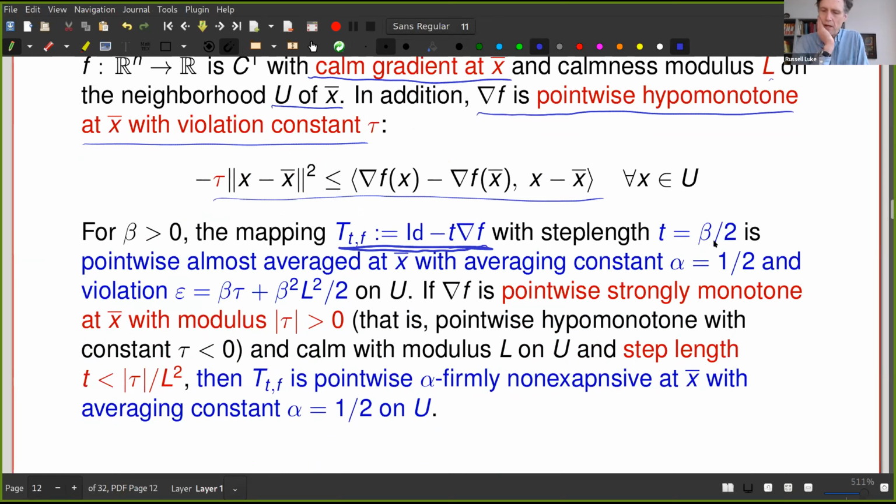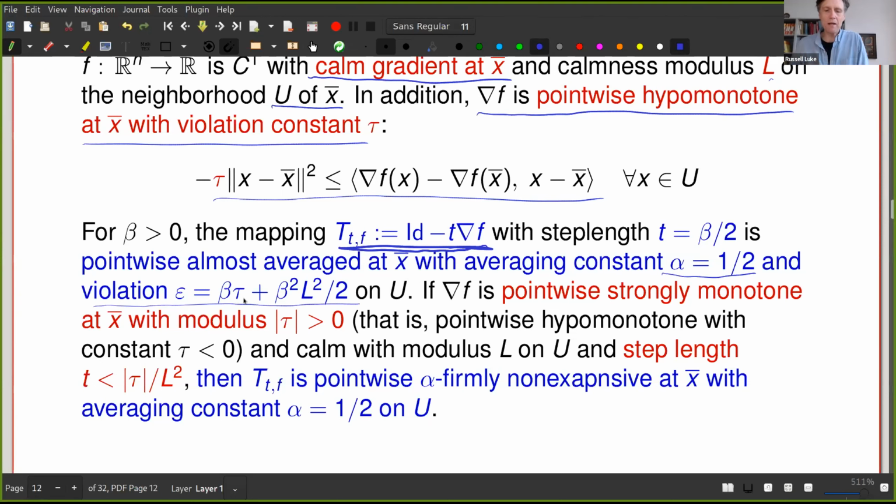I don't know why I kept it that way, but the beta comes in elsewhere, so I did this. This is pointwise almost averaged. Now notice I'm not supposing that F is convex, it's just calm, okay? And prox is regular. Then it's pointwise almost averaged with constant alpha 1/2, and the violation here.